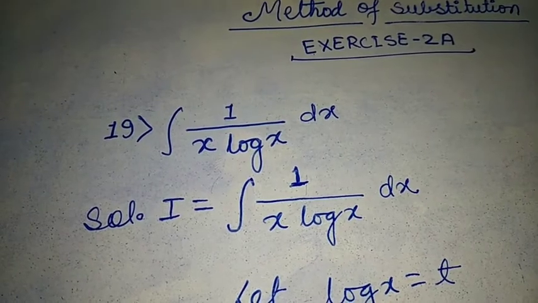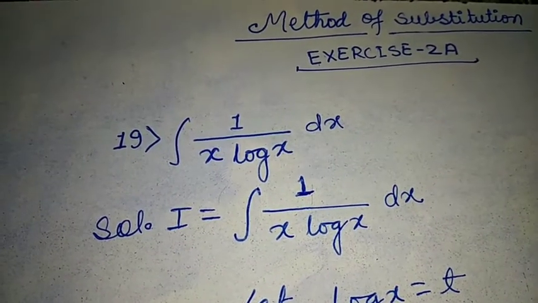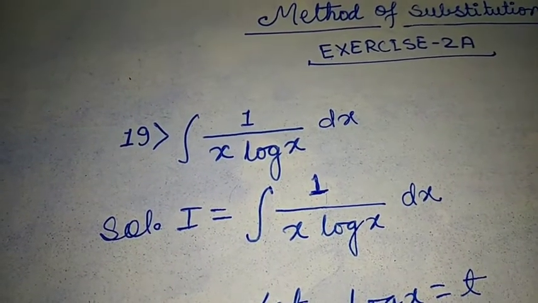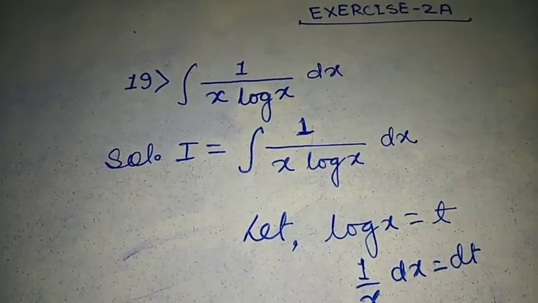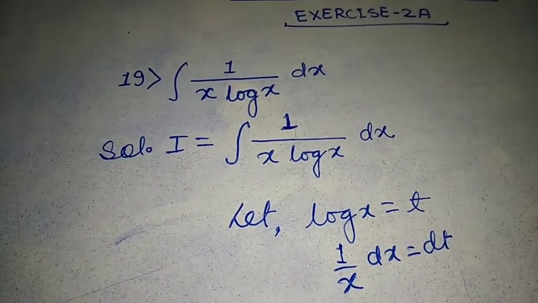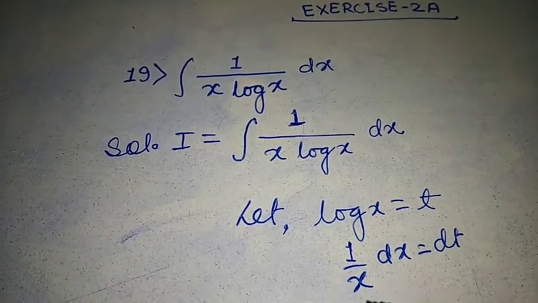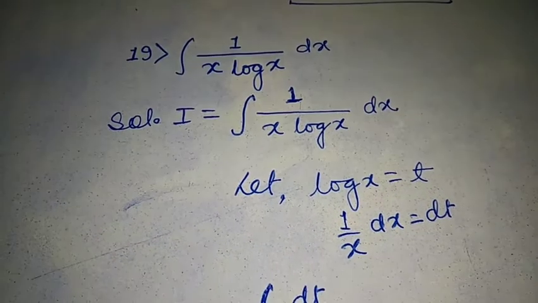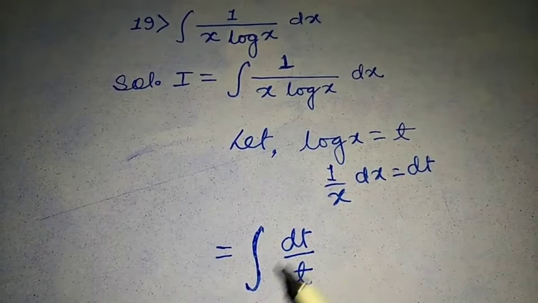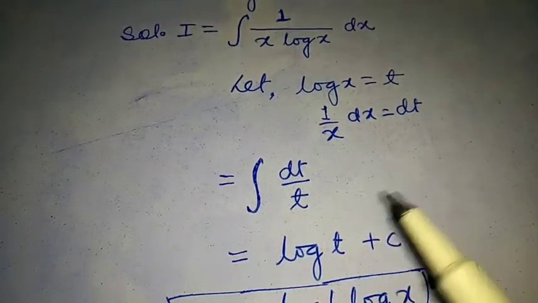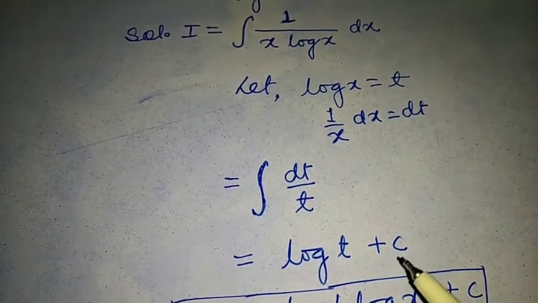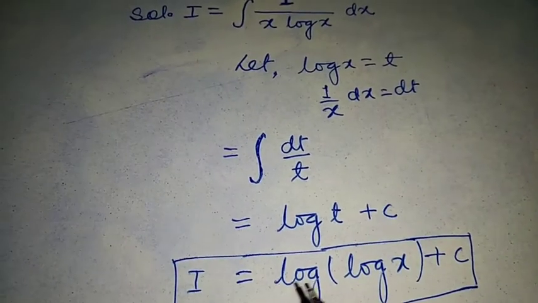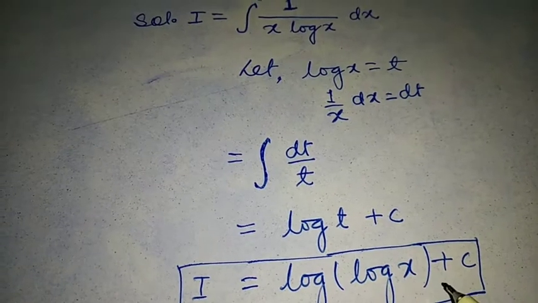Now you can see question number 19, which is integration of 1 upon x into log x into dx. So here we will substitute t in the place of log x. When we differentiate both the sides, it will be 1 upon x into dx is equal to dt. So in the next step, we will write integration of dt upon t. So it will be log t plus c. Now we can put the value of t. So it will be I is equal to log of log x plus c. So this will be the answer.